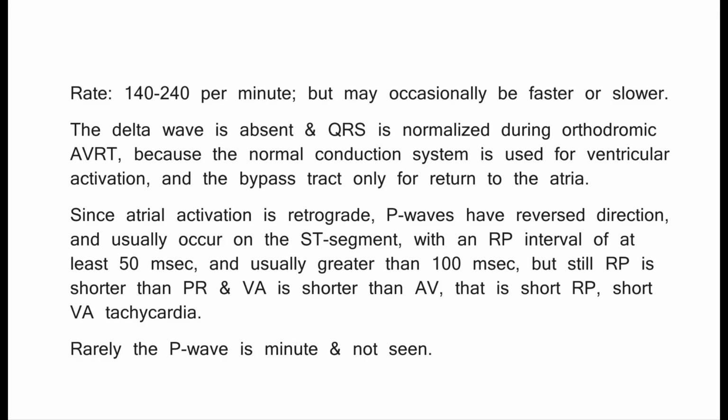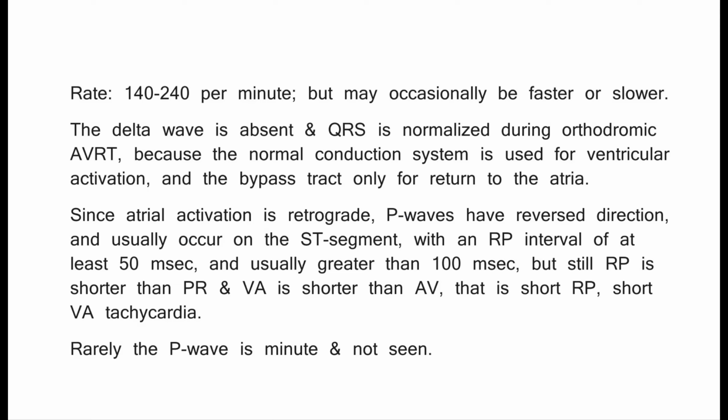Rate, 140 to 240 per minute, but may occasionally be faster or slower. The delta wave is absent and QRS is normalized during orthodromic AVRT, because the normal conduction system is used for ventricular activation, and the bypass tract only for return to the atria.